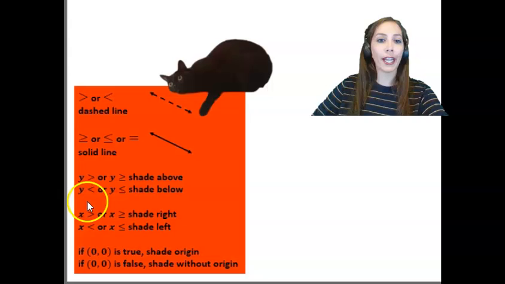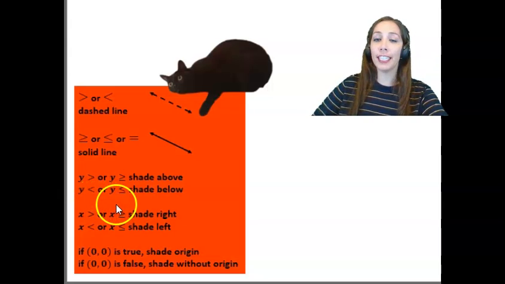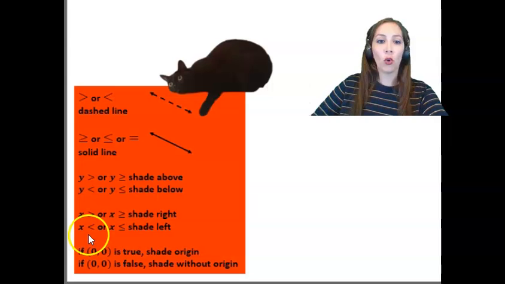If y is greater than or y is greater than or equal to, you will shade above. When y is less than or y is less than or equal to, you will shade below. When x is greater than or x is greater than or equal to, you will shade right. When x is less than or x is less than or equal to, you will shade left.